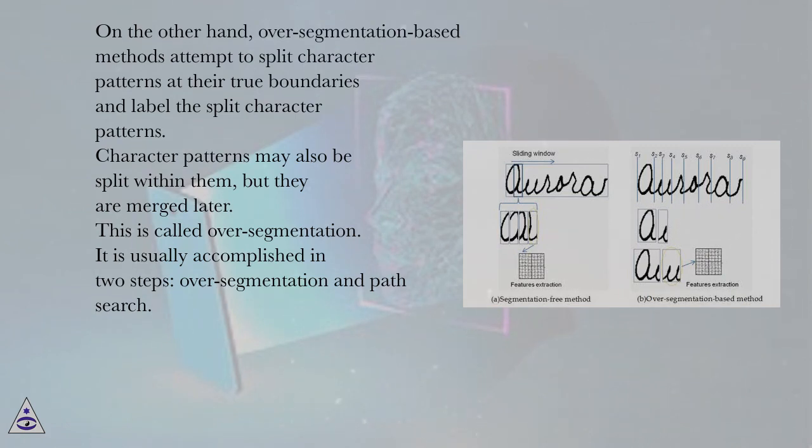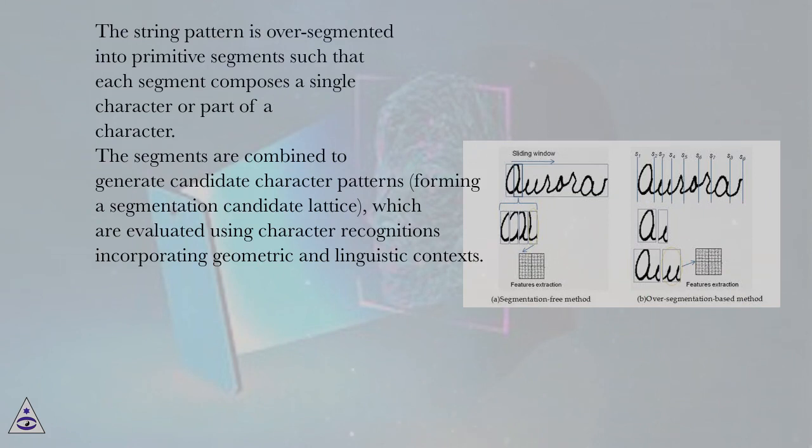This is called over-segmentation. It is usually accomplished in two steps: over-segmentation and path search. The string pattern is over-segmented into primitive segments such that each segment composes a single character or part of a character. The segments are combined to generate candidate character patterns, forming a segmentation candidate lattice, which are evaluated using character recognition incorporating geometric and linguistic contexts.